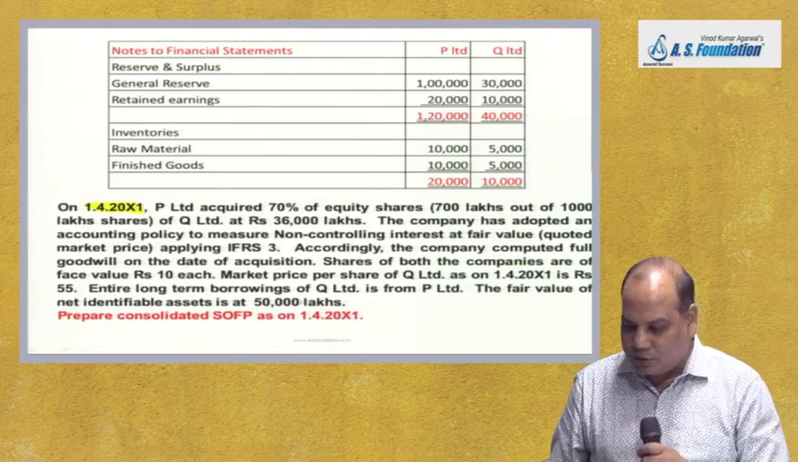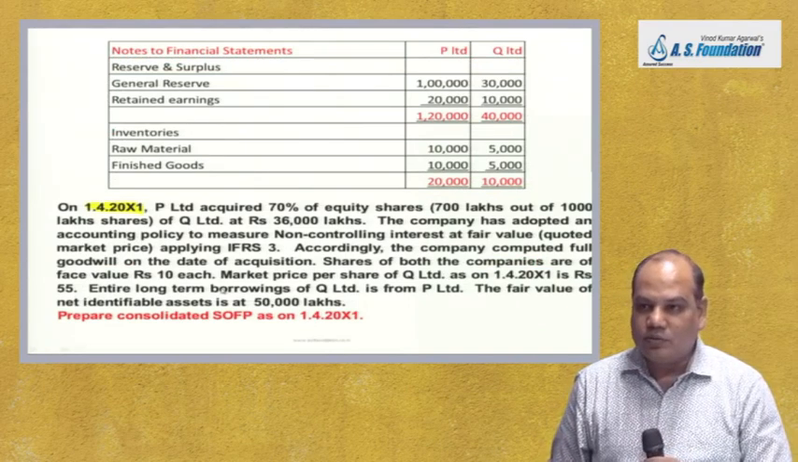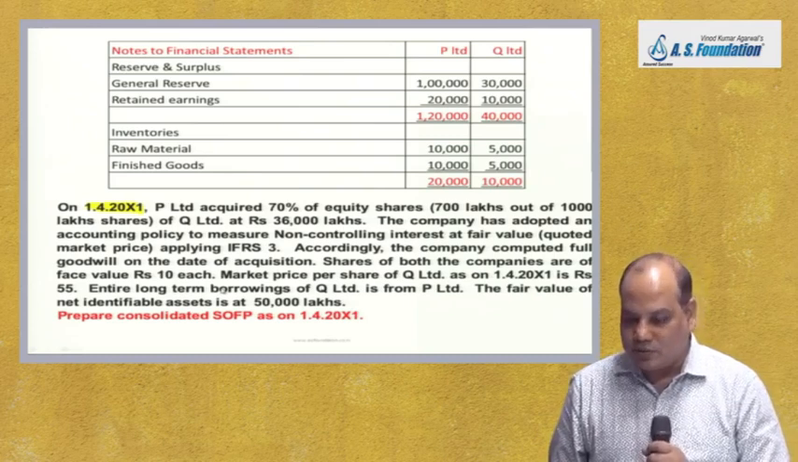Nothing different from the previous problem. In the previous problem the NCI was not there. In this question NCI is there. This is the only thing which is different. Entire long-term borrowing is from P.